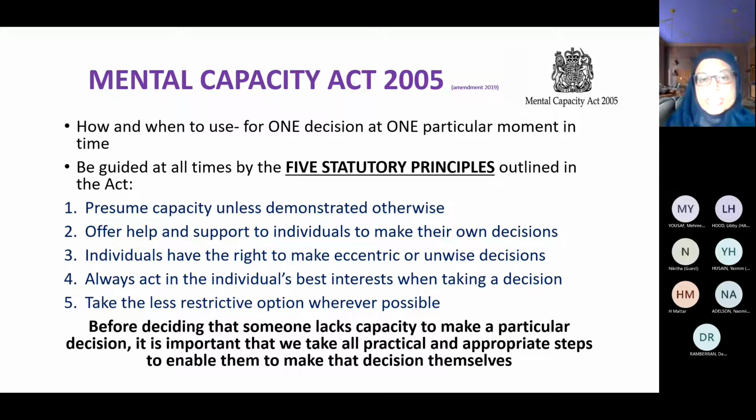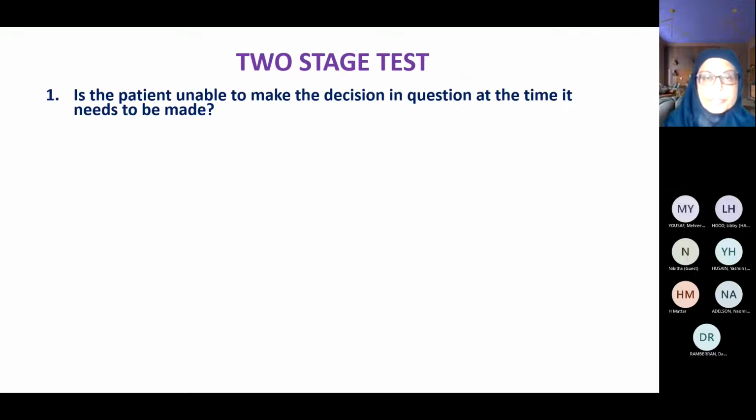The key thing is, before deciding that someone lacks capacity to make a particular decision, it is important that we take all practical and appropriate steps to enable them to make that decision themselves. So we provide them videos to watch, leaflets in Braille, whatever it takes for them to understand.